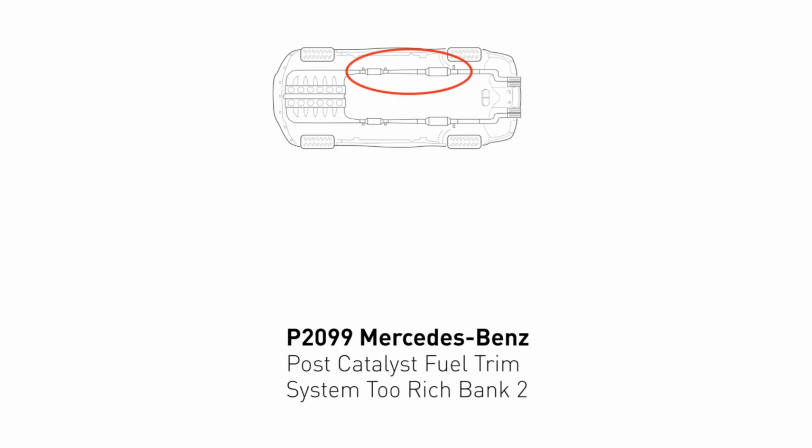It indicates the powertrain control module perceives a lean fuel-to-air mixture downstream of the catalytic converter. Here are two of the most practical solutions to fix Mercedes-Benz's P2099 error code. Method A. Exhaust leaks.